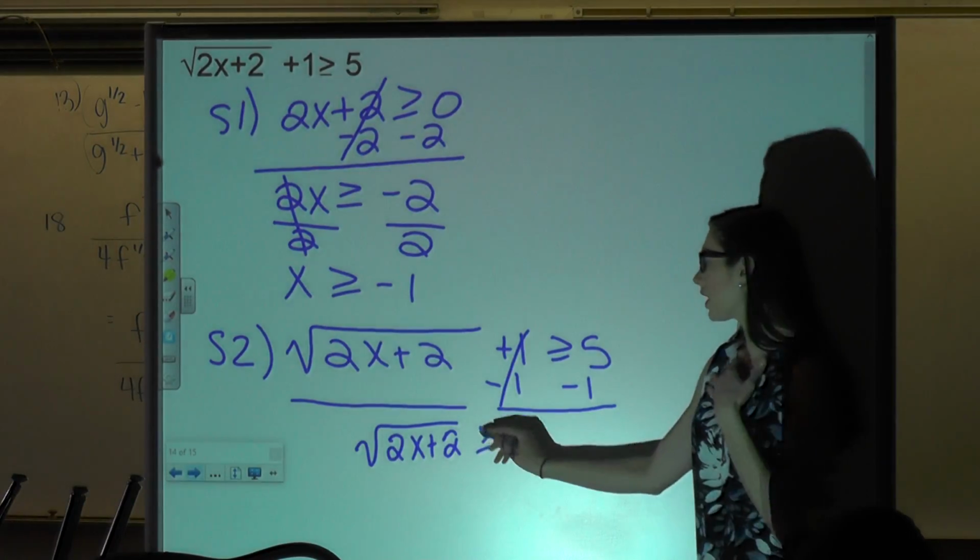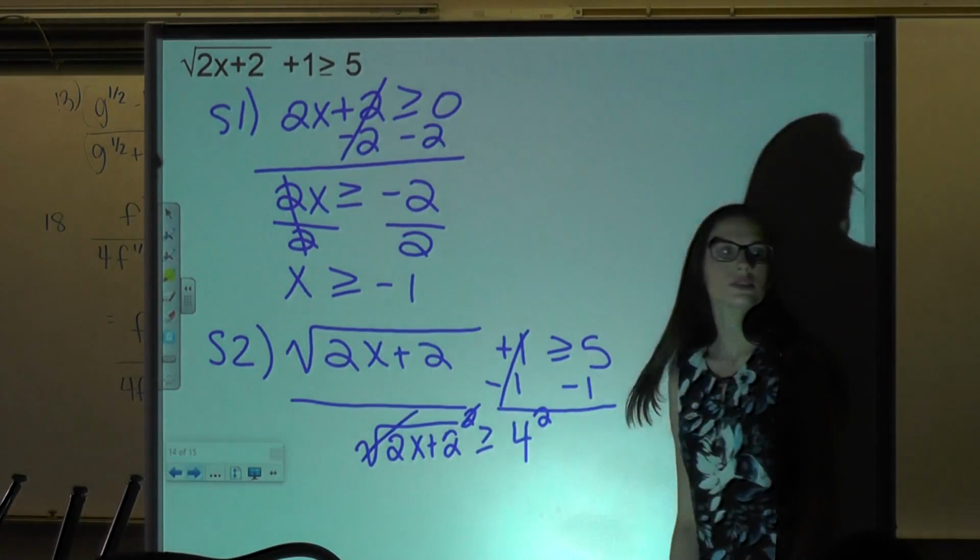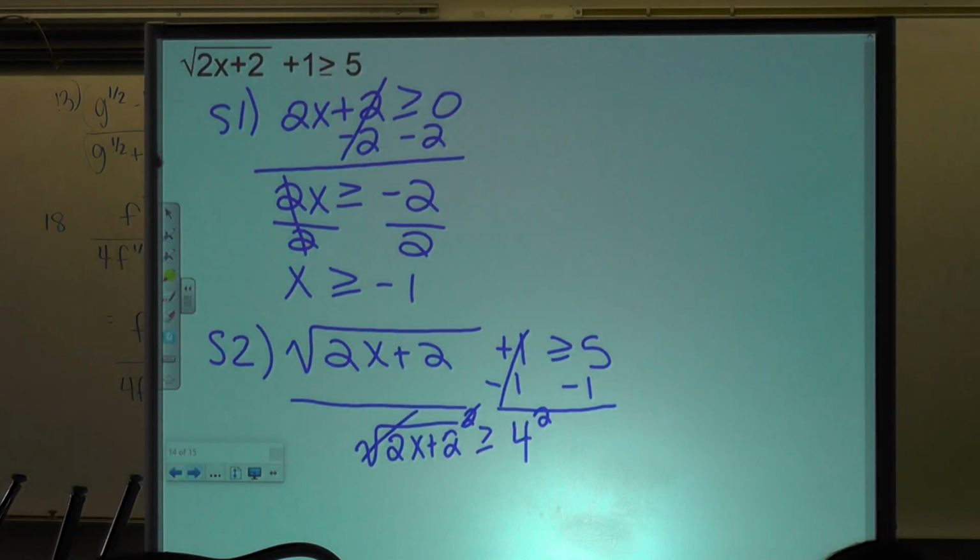How do you get rid of a square? Square rooting. The square cancels out with your square root. So you have 2x plus 2 on the left, and on the right you have 16.